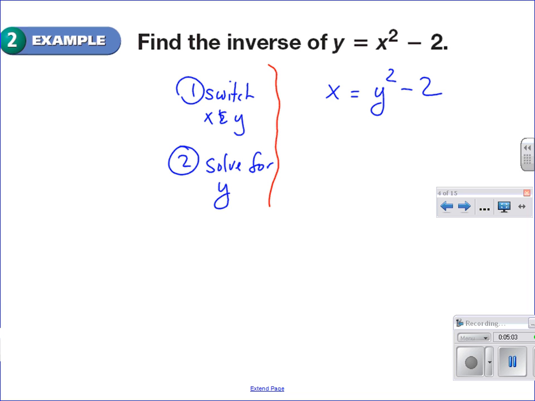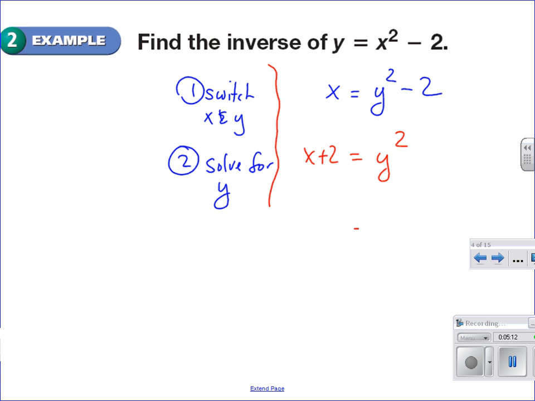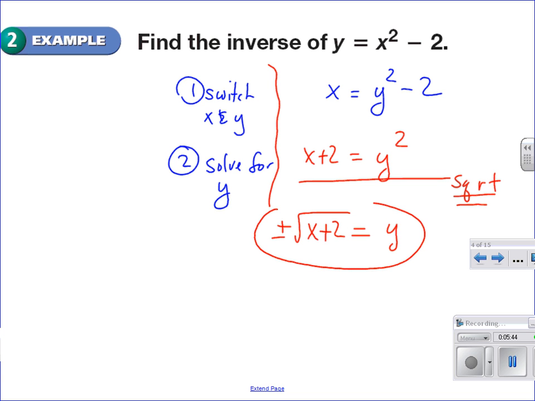So let's go ahead and do that. And in this case, we get x plus 2 equals y squared. And we get, let's see, take the square root of both sides. And we get y equals plus or minus the square root of x plus 2. Okay. And hopefully, from our lesson today, you can graph that and you know what that looks like. But basically, I'm going to get two half parabolas, and that is going to be that.